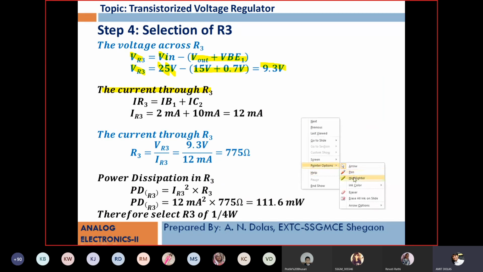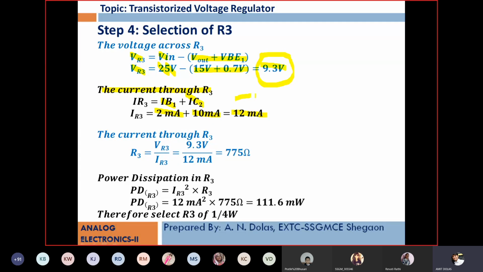Therefore the current IB1, the base current of the first transistor, is 2 milliampere, plus IC2, which we already assumed in the earlier PPT, that is 10 milliampere. Total current in R3 is 12 milliampere. Now we know the voltage across R3 and the current through R3, so we can calculate R3 is equal to voltage divided by current, 9.3 divided by 12 milliampere, 775 ohm is the answer.